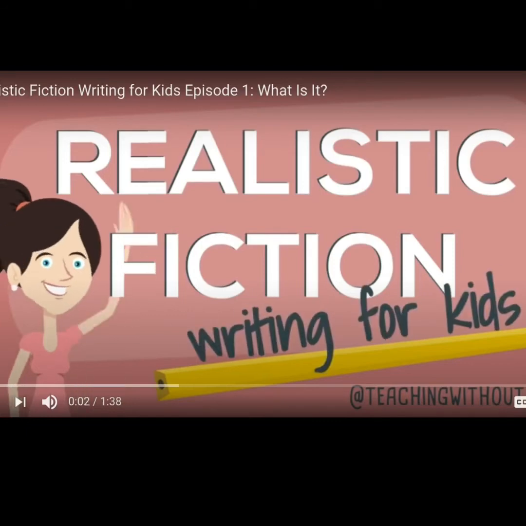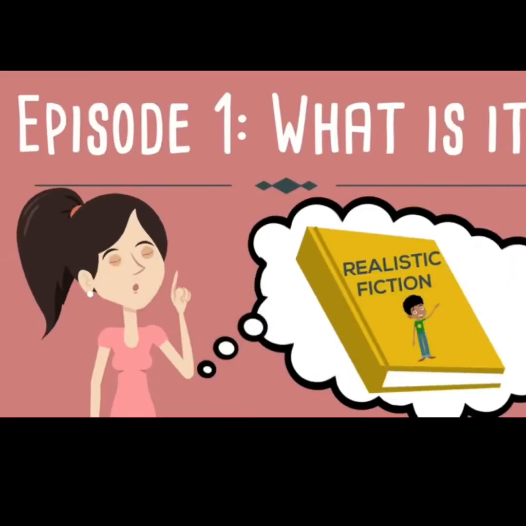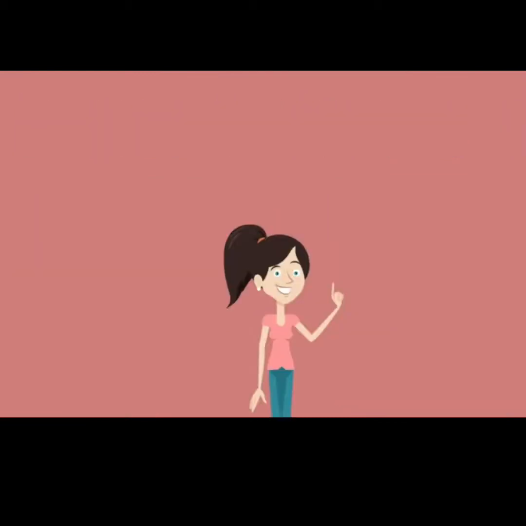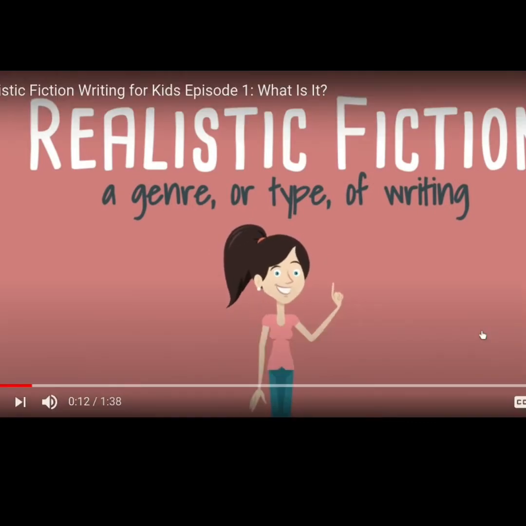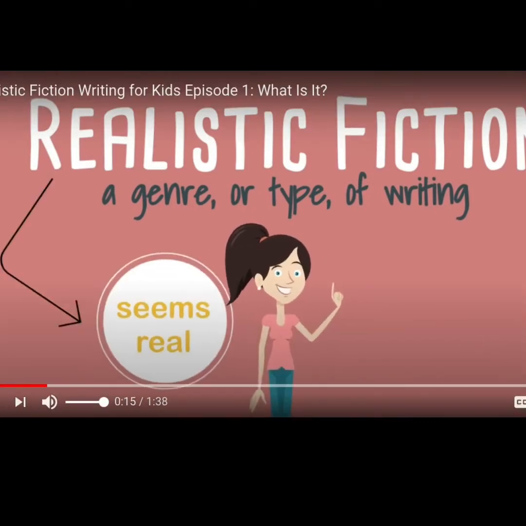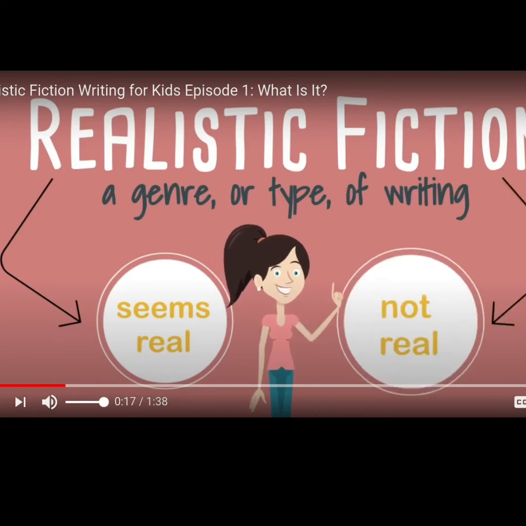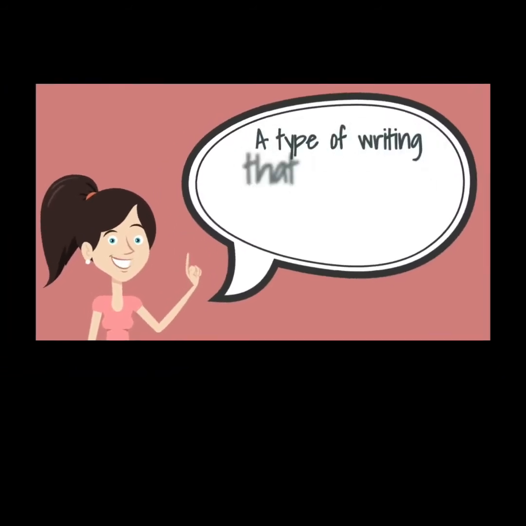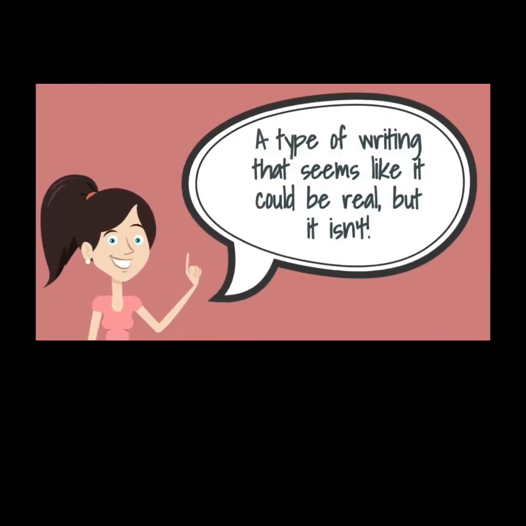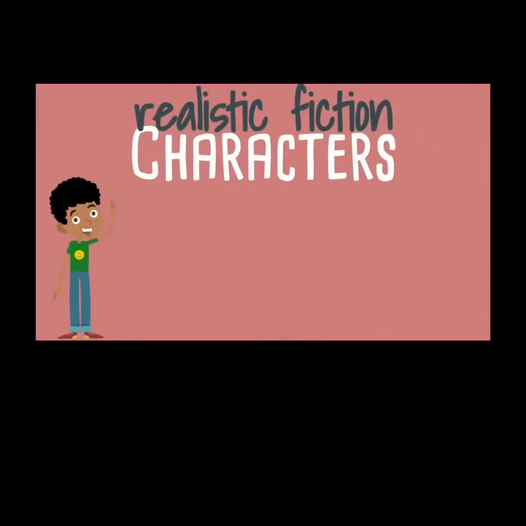Realistic Fiction Writing for Kids. Episode 1. What is it? Realistic fiction is a genre or type of writing. Realistic means that something seems real. Fiction means stories that are not real. So realistic fiction is a type of writing that seems like it could be real, but it isn't. The things that happen in the story could really happen though. In realistic fiction stories, the characters seem like they could be real people or animals, but they usually aren't.